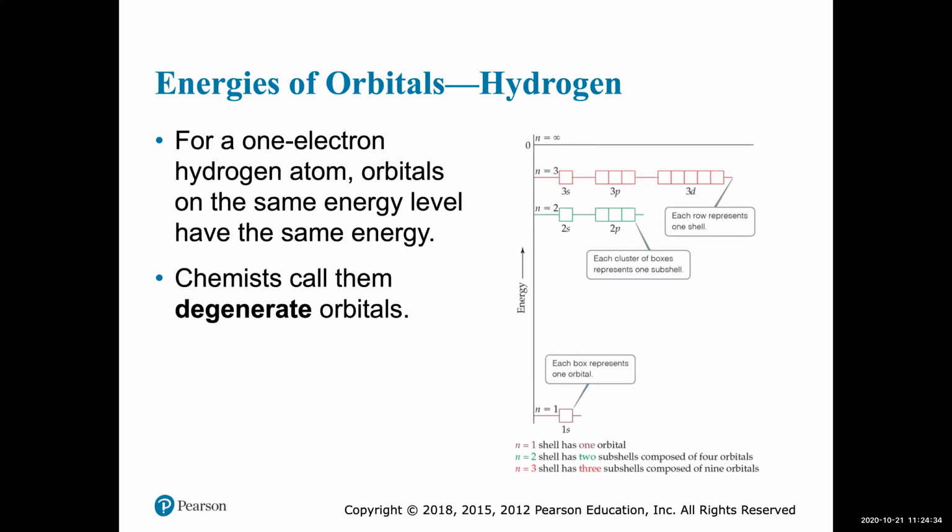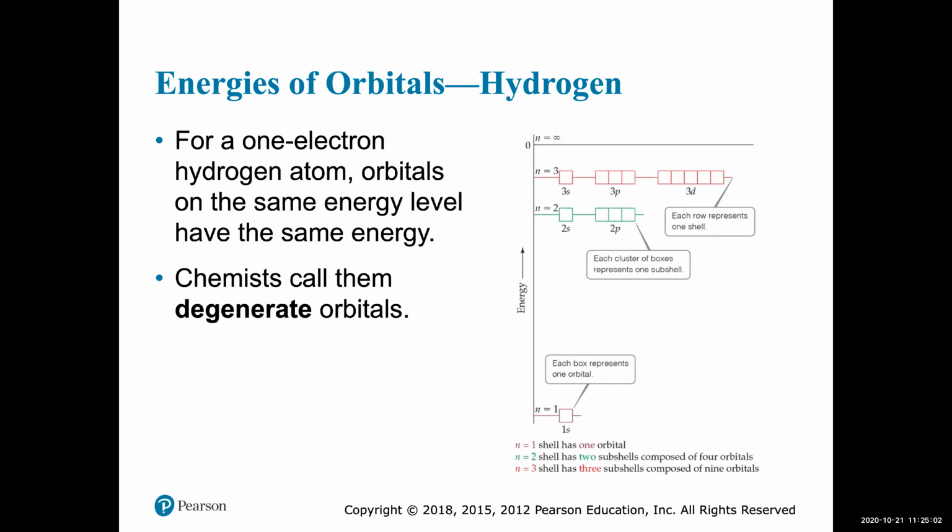So in this diagram on the right, each of those little boxes represents an orbital. And then each cluster of boxes represents a subshell, and then each row across is a shell. So down at the bottom, we have 1s. So that's just 1 orbital there.